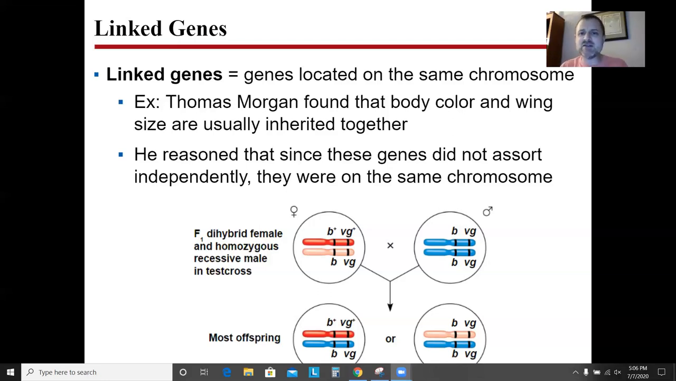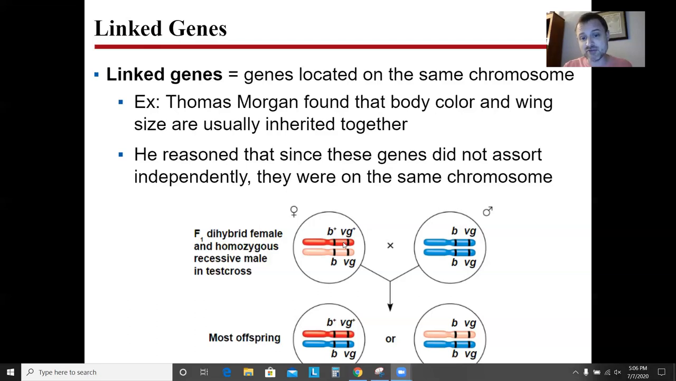So linked genes means they're on the same chromosome. So notice here, the gene for B and the gene for VG, we'll see what those are in a minute, they're literally on the same chromosome. So when chromosomes do segregation, like one chromosome goes that way and one chromosome goes that way, if the genes are on the same chromosome, they can't segregate because they're literally linked. They're attached to one another. They can't independently assort. Now, you could have crossing over.